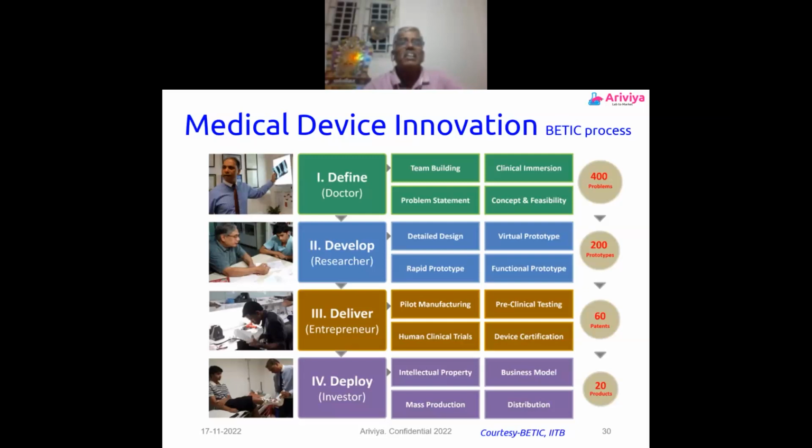Then we have to have the network. Then only can we become entrepreneurs. The doctor and the researcher become the entrepreneur. Then we look for the investor, and by this way we can bring the product to the market. We are supposed to have 400 problems, 200 prototypes, 60 patents, 20 products. You see, they started with 400 problems and ended up with only 20 products. This is the culture of startups. It is very difficult to come up.